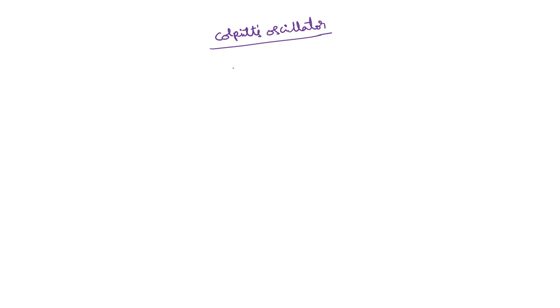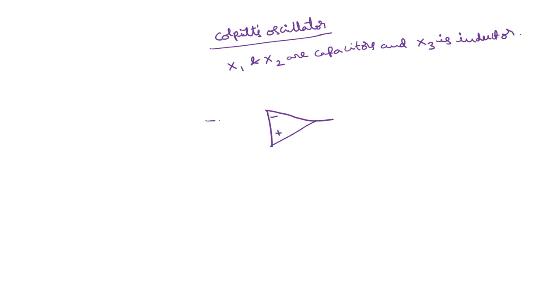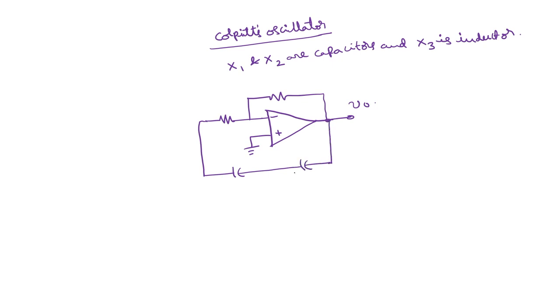Colpitt oscillator can be obtained by replacing X1, X2 with capacitor, and X3 is inductor. So, the corresponding circuitry will be this. Here the output is taken, this is grounded. Here in the feedback path, we have two capacitances. And this point is grounded. Then there will be an inductance. This is the feedback network.